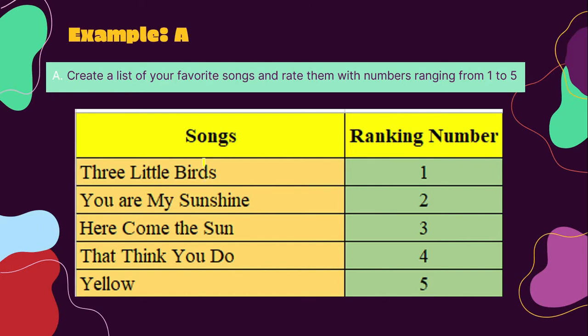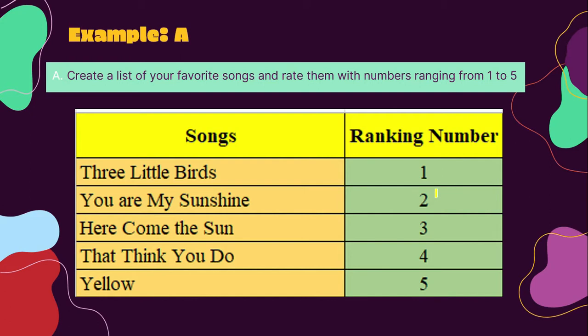The example: Three Little Birds, You Are My Sunshine, Here Comes the Sun, That Thing You Do, and Yellow. This is the title of the songs and the ranking number, 1 until 5. Then you can find other songs you like, type them here, and rank them. Okay, this is the first.